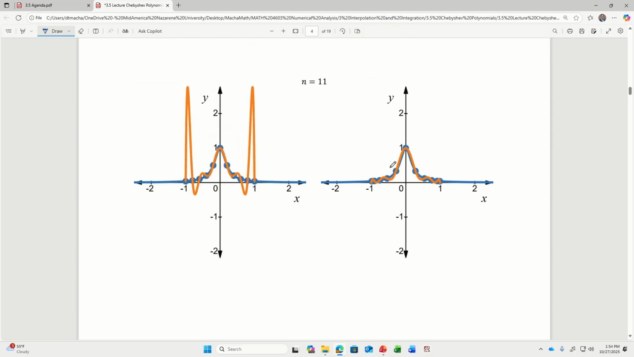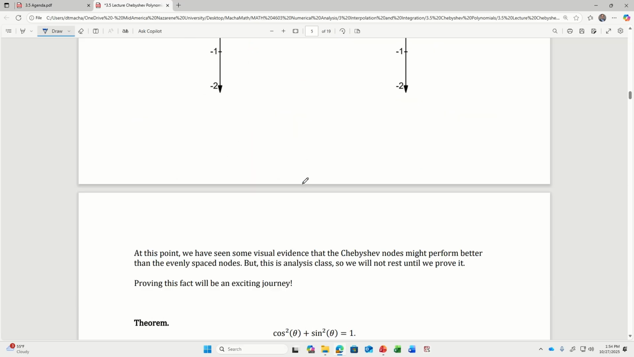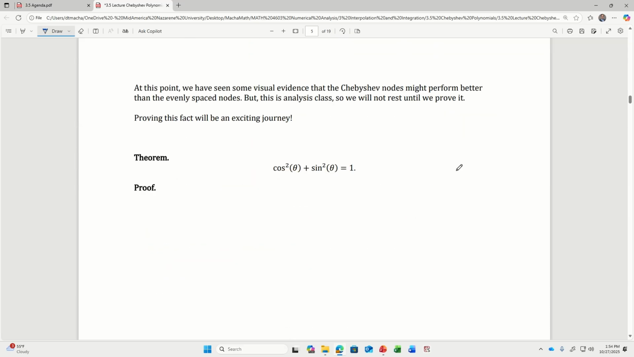At this point, what we've seen, whenever you look at a graph like this, is some evidence that the Chebyshev nodes might perform better than the evenly spaced nodes. But as is the case with all math, we don't just rely on evidence the way that scientists would. We rely on logical proof, right? And so we are now motivated to think, how can I prove that the Chebyshev nodes of the first kind are going to handle Runge's phenomenon better than evenly spaced nodes? I want to prove this.